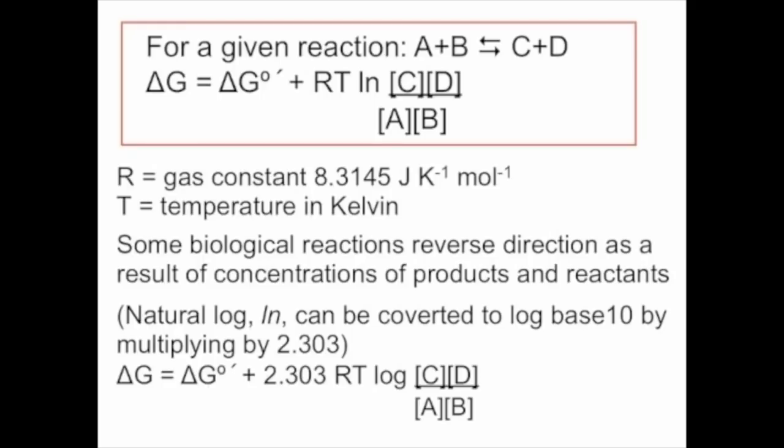Now, the natural log, ln, can be converted to log base 10 by multiplying by 2.303. And so we come up with the equation delta G is equal to delta G naught prime plus 2.303 RT times the log of the molar concentrations of the products over reactants.